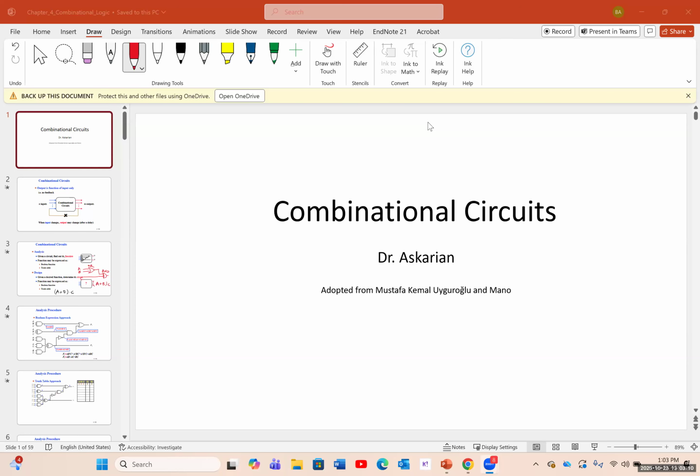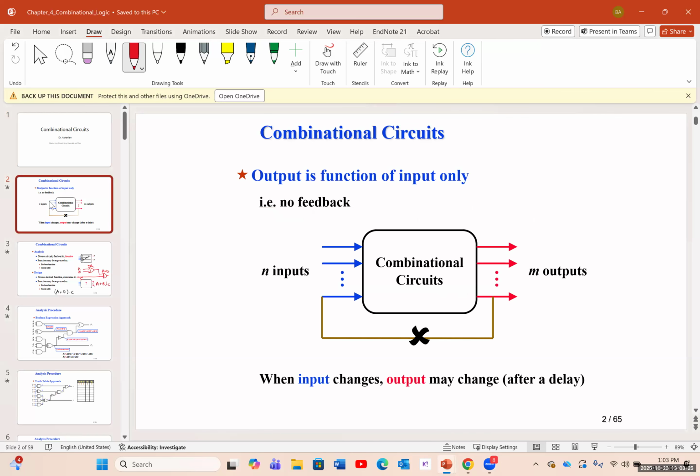Hello, everyone, and welcome to another digital design class. In the previous class, we started combinational logic circuits. And in general, we have two types of circuits in logic design. We have combinational circuits and we have sequential circuits.